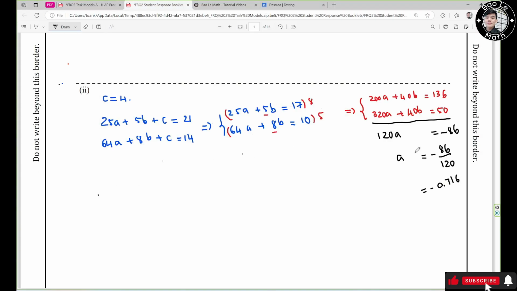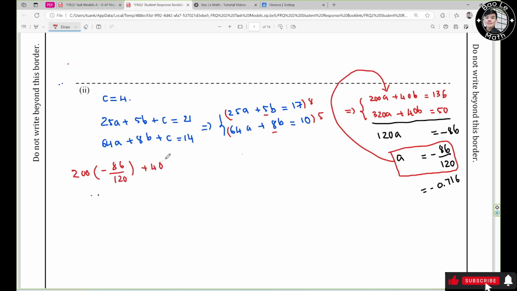Alright, now to solve for B, you're going to substitute this value into the equation right here. So you have 200 times negative 86 over 120 plus 40B equals 136. Now you're going to simplify this one. So you have 40B equals 136 plus 200 times 86 over 120, and then B equals 136 plus 200 times 86 over 120, divided by 40.